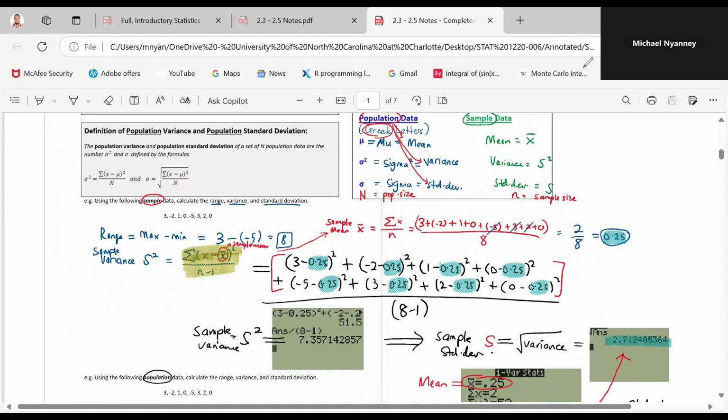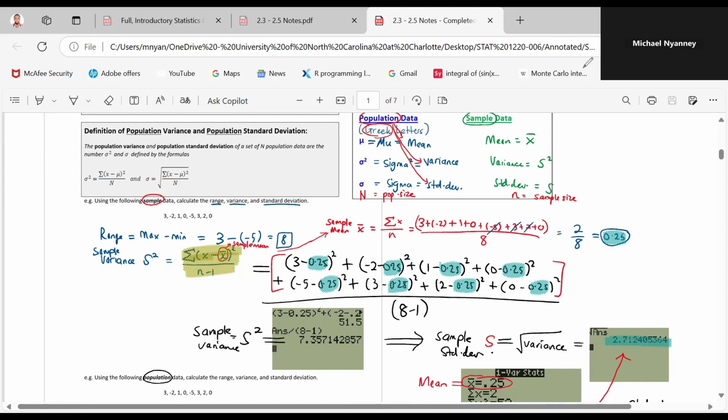So this data set has 3, -2, 1, 0, -5, 3, 2, 0. So the range, the maximum is what? 3, and the minimum is -5. You do your subtraction, you get what? 8. Note it very well. The -5 comes, the range has its own minus in the formula. Bring the -5. Then you get 3 minus -5 and it becomes positive. That gives you 8. So that's the range.